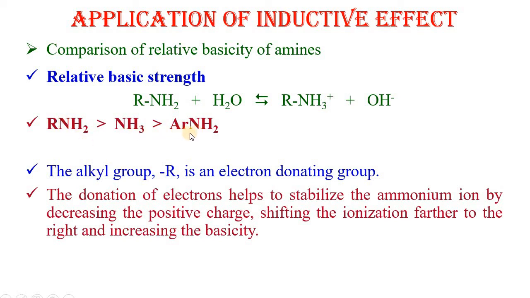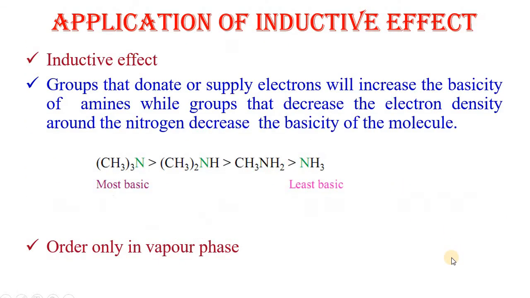On comparing basicity of amines with ammonia and aromatic amines, aliphatic amines are stronger bases than ammonia and aromatic amines due to +I effect, while aromatic amines are less basic due to resonance, which we will discuss later on. In case of aliphatic amines, groups that donate or supply electrons will increase the basicity of aliphatic amines, while groups which have electron withdrawing tendency decrease the basicity of amines.